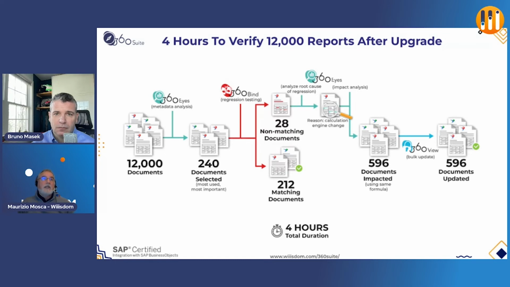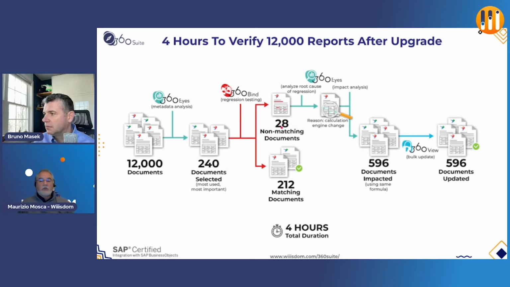And you can see in here that, starting from an environment with 12,000 documents, our client, using our methodology, ran an initial analysis to identify the documents that are most used, so the ones that are kind of most important. And from those documents, about 240, they ran a regression testing, and that regression testing step flagged 28 documents that had differences between the before and after. So there was a further analysis done on these 28 documents to find out what went wrong.